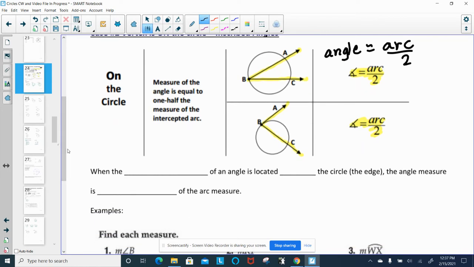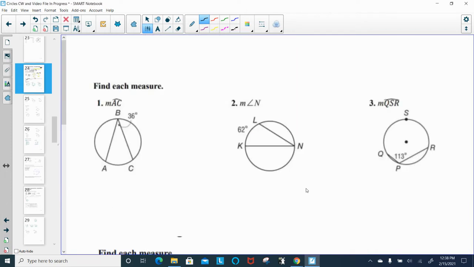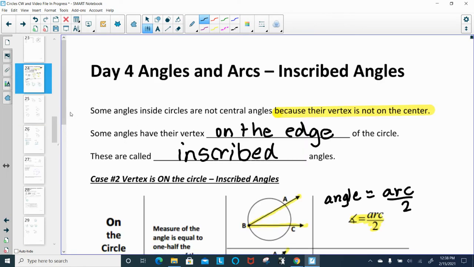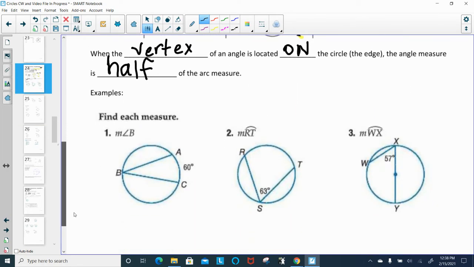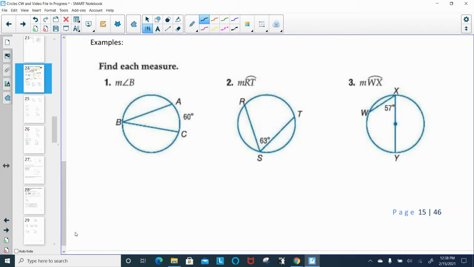So filling out the notes, when the vertex of an angle is located on the circle or on the circle's edge, the angle measure is half of the arc measure. Oops, so sorry about that. Moved ahead. So for example, here we can see, and I'm going to highlight a couple here.